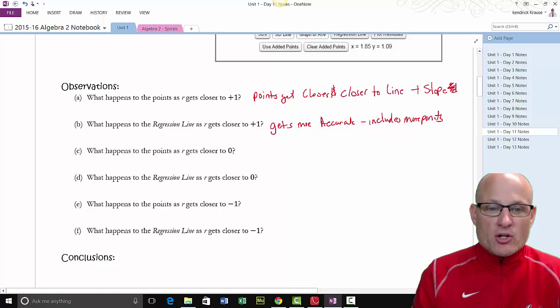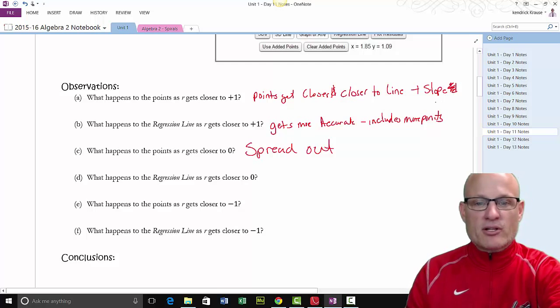What happens to r as you get closer to 0? What happens to the points as r gets closer? Spread out all over the place. Regression line as r gets, let's take back a look and see what happens.